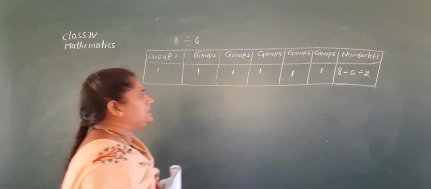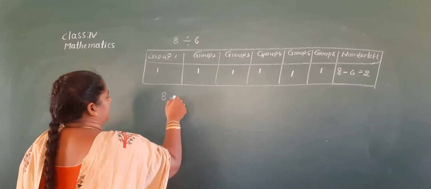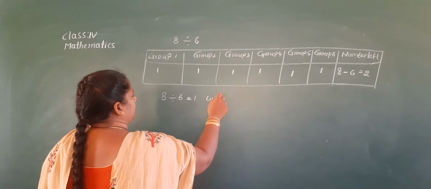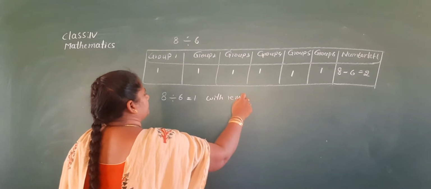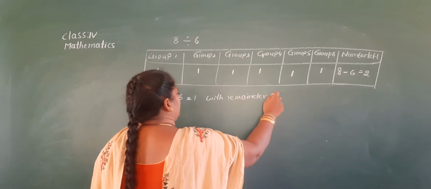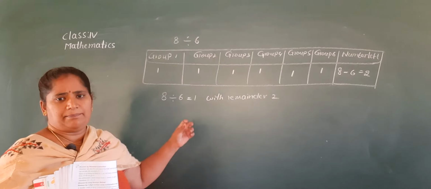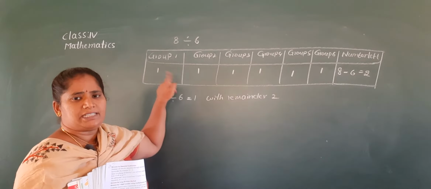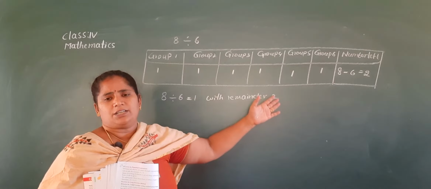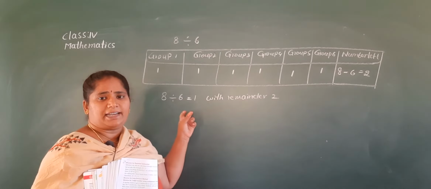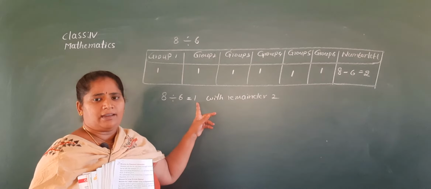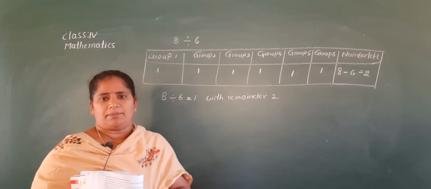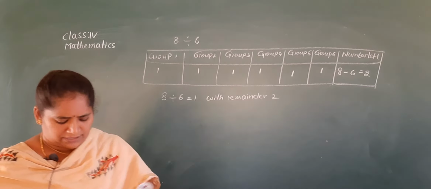From this what can we say? If 8 is divided by 6, each group gets 1, with remainder 2. This is a simple problem. If you want to distribute 8 into 6 groups, first you distribute 1 each. Remaining is 2. Remainder means the number left. That is the remainder. Like this we do the grouping method.